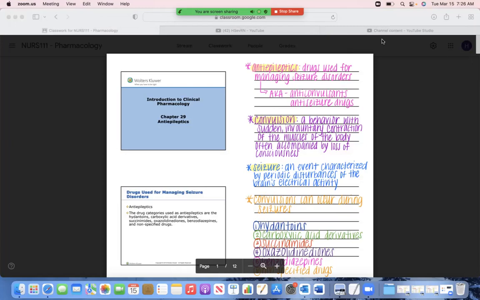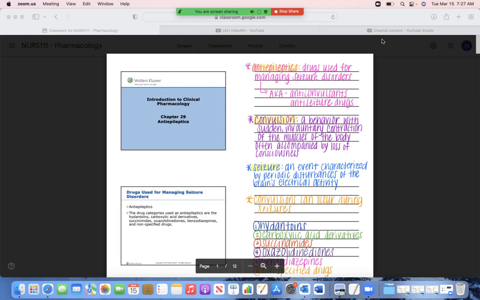A convulsion is a behavior with sudden involuntary contraction of the muscles. Oftentimes, our client also loses consciousness. A seizure is an event characterized by changes in the brain's electrical activity. So a seizure happens in the brain, a convulsion happens in the muscles. Does that make sense? Convulsions can occur during seizures, but not all seizures are characterized by convulsions.